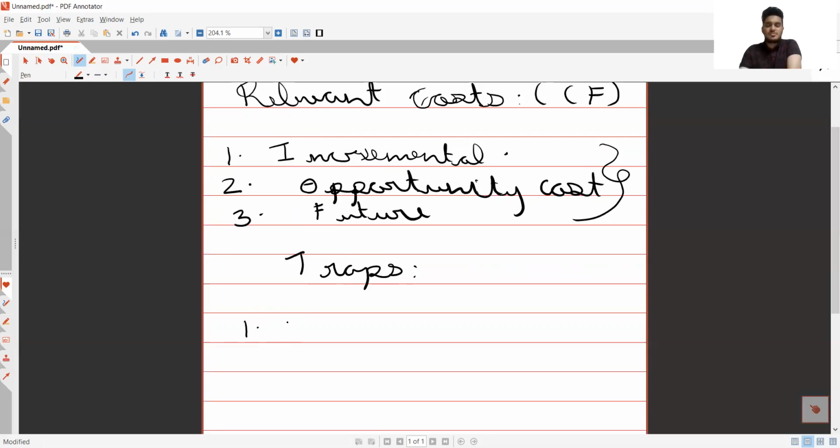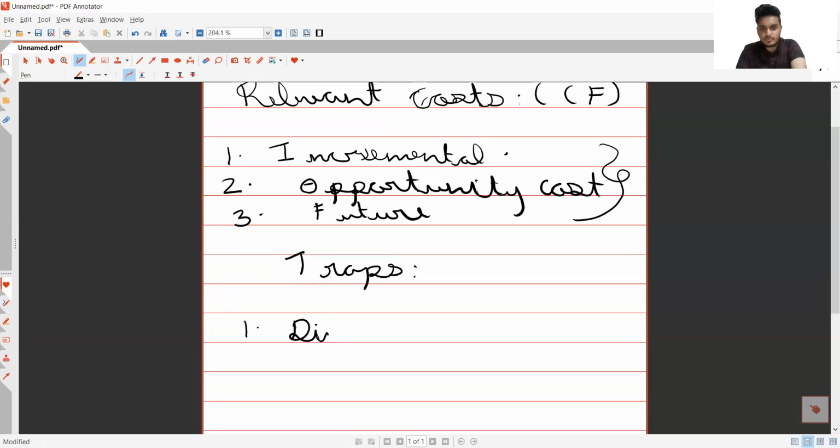Guys, the first is there are certain costs that are irrelevant. In the above section, we were talking solely about relevant costs. However, at the same time, you have many costs as well, which are irrelevant. Let's look at a few of them.